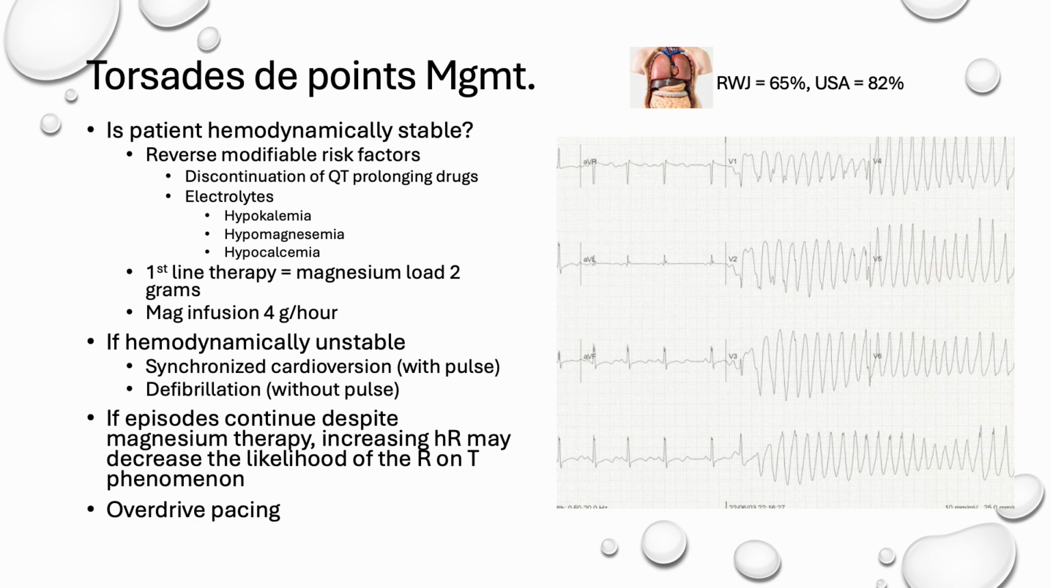Other therapies may include increasing the heart rate to try and prevent the R-on-T phenomenon, which can sometimes kick off torsades, or if the patient has this ability, overdrive pacing may be effective to raise the heart rate in this way.